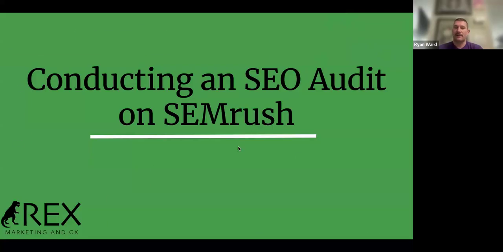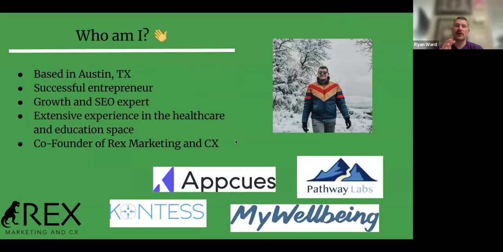Just to give you a little background on myself, I've done a number of these trainings with StartOut before, but in case you haven't met me, nice to meet you. I'm based in Austin. I'm the founder of a growth marketing agency, Rex Marketing. I was also the founder of an ed tech company, exited in 2021, focused on growth and SEO specifically. I come from the healthcare and education space, and currently I'm the co-founder of Rex Marketing.